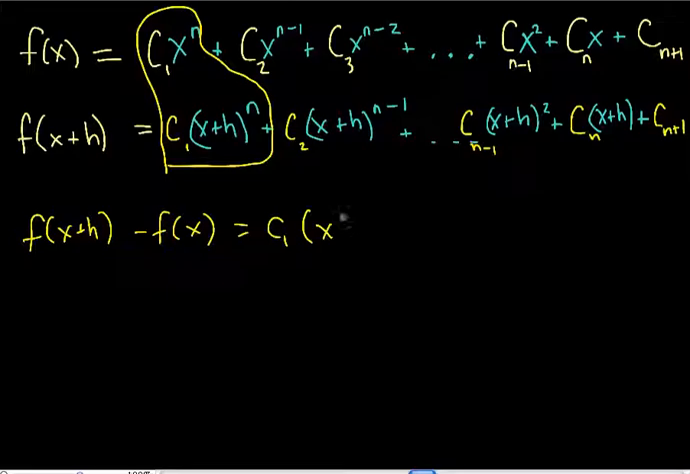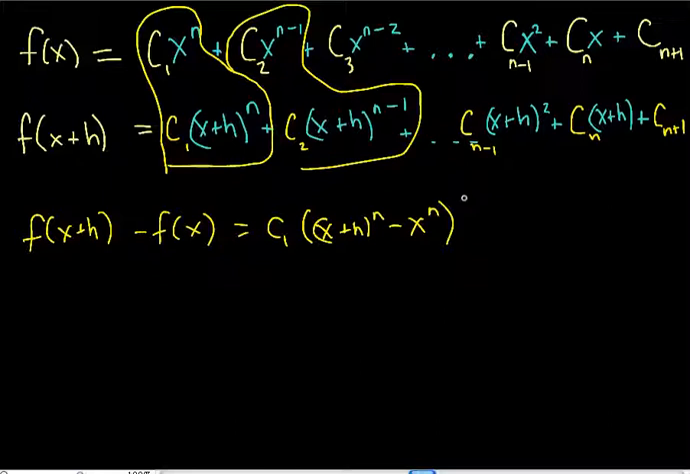Sorry, c1 times x plus h to the n, minus x to the n. Then it's going to be the second term with the x to the n minus 1. It's going to be plus c2 times x plus h to the n minus 1, minus x to the n minus 1. And it goes down the line, and we'll continue that next.